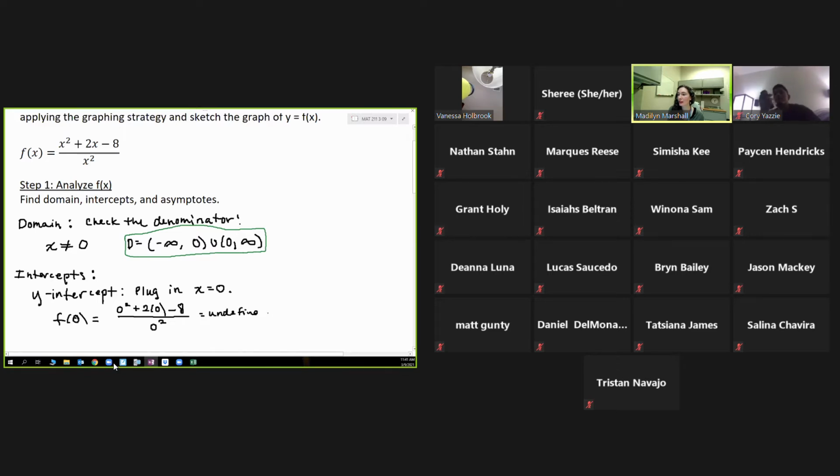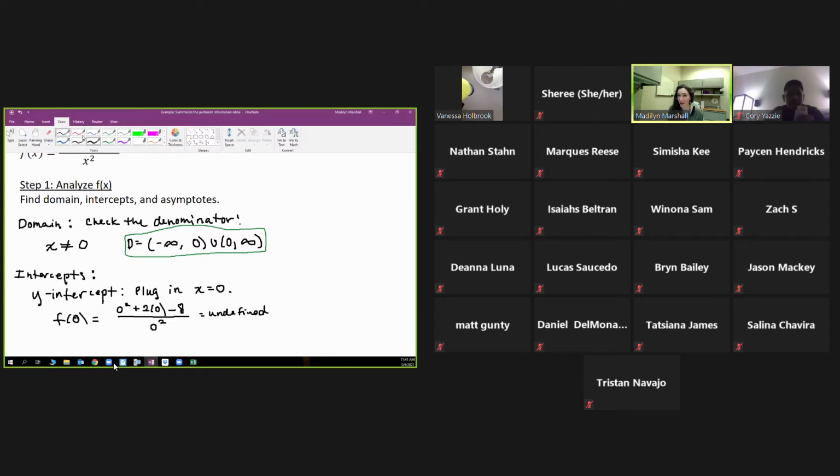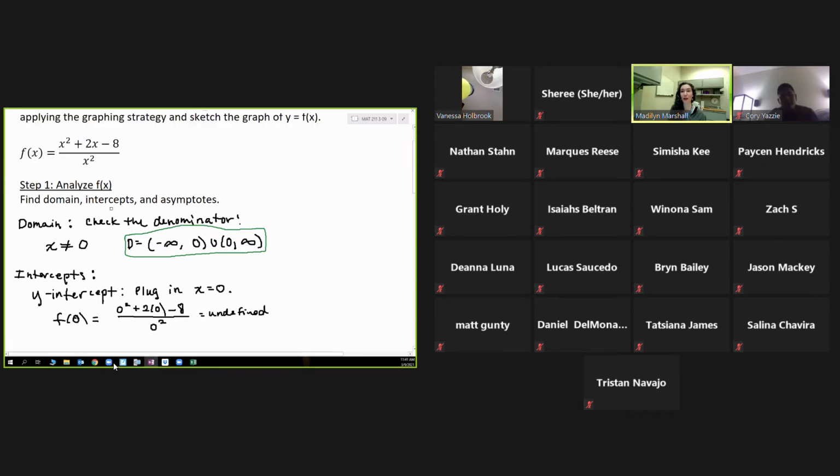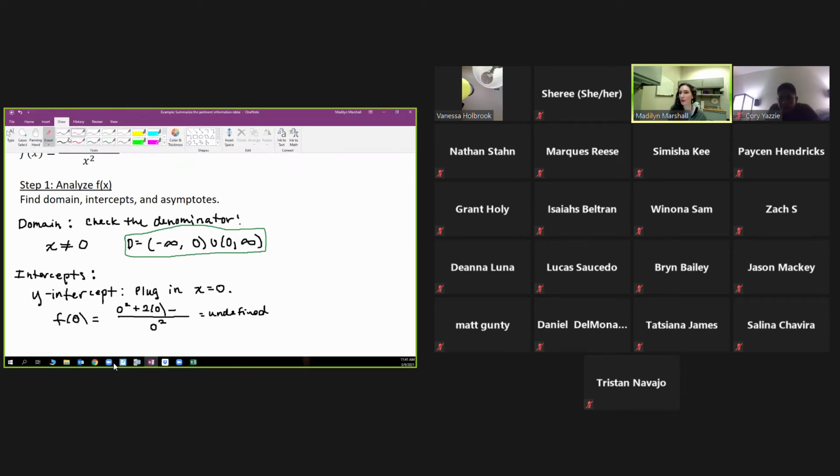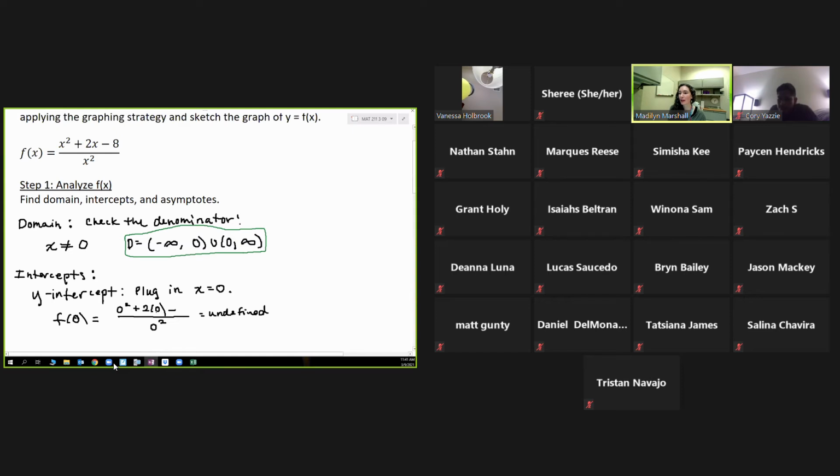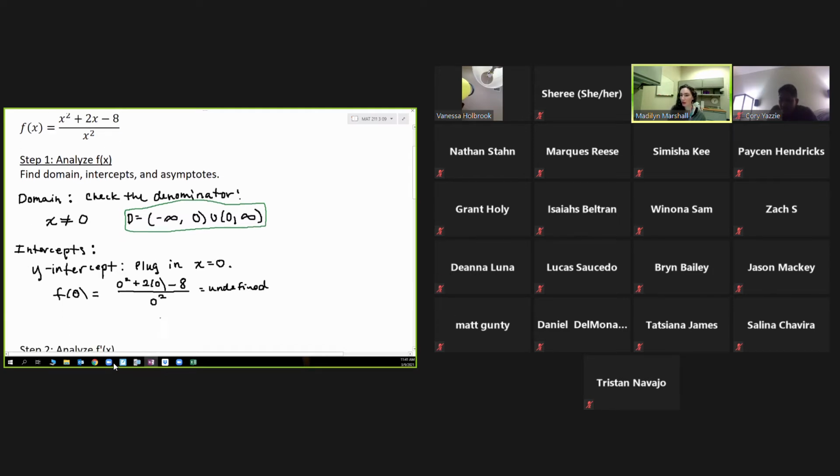So you don't really need to go through plugging in 0 in this case because we already found that 0 is not in the domain. So it's impossible to plug 0 into this function, but we always can do that just to check. But if 0 were in the domain, we would do the same thing, plug 0 in for x and find the y that goes with it. So that means there's no y-intercept.